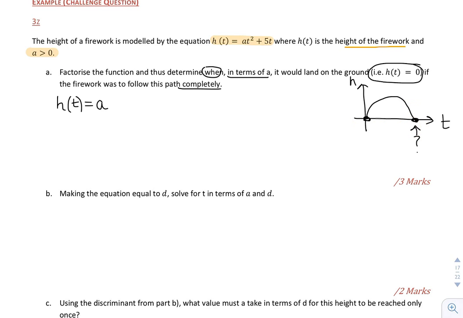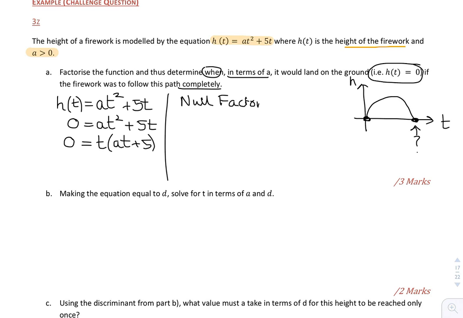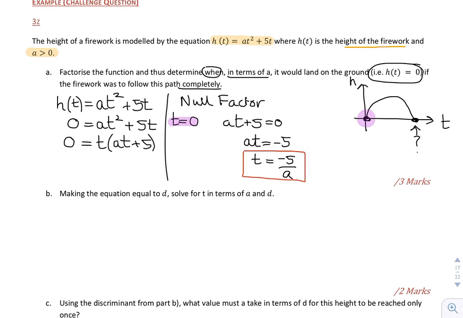So we'll take h of t, make it equal to 0, and then factorise it. Pulling out t as a common factor, we can apply the null factor law. Straight off the bat we get t equals 0, which is our expected origin, which is brilliant. Then we make at plus 5 equal to 0 and solve for t, giving us t equal to -5 on a. So in terms of a, it would land on the ground after -5 on a seconds.